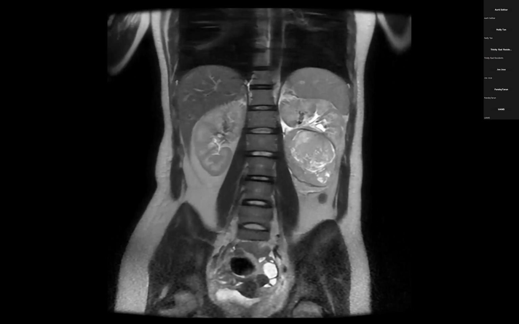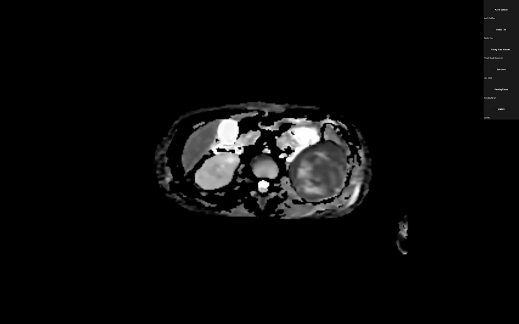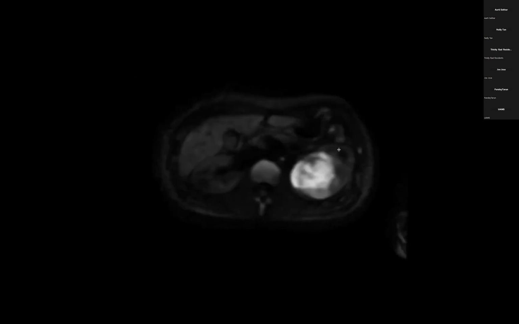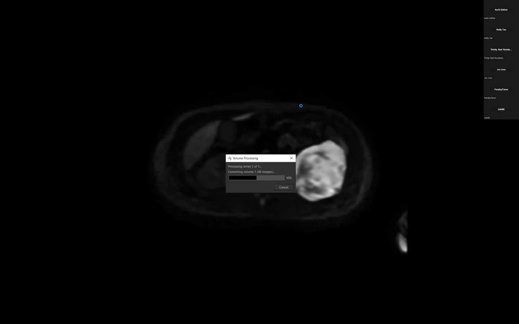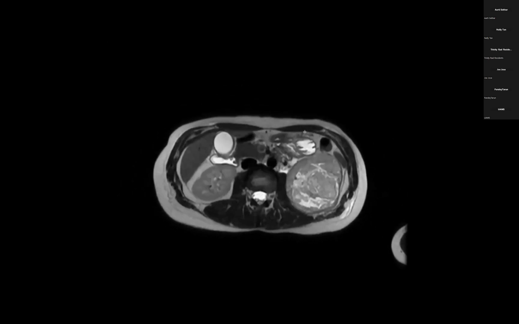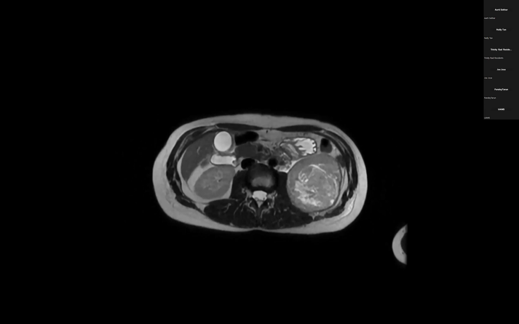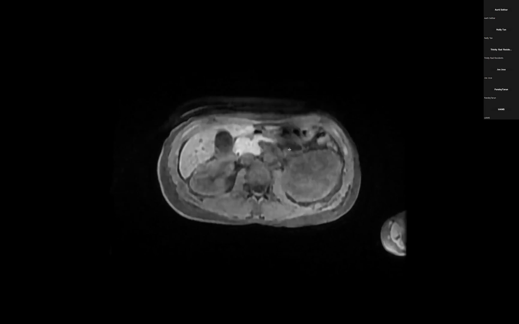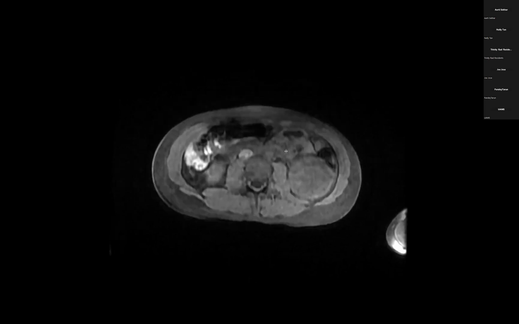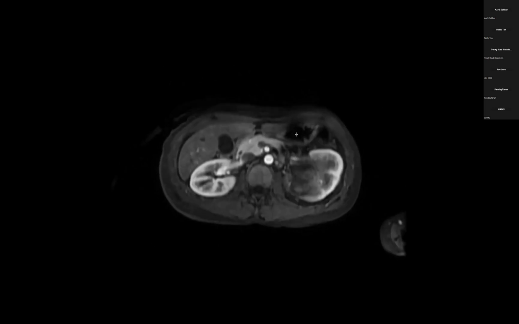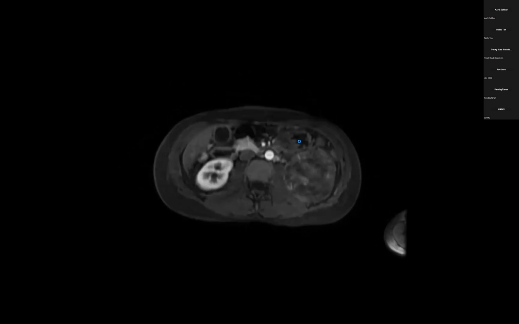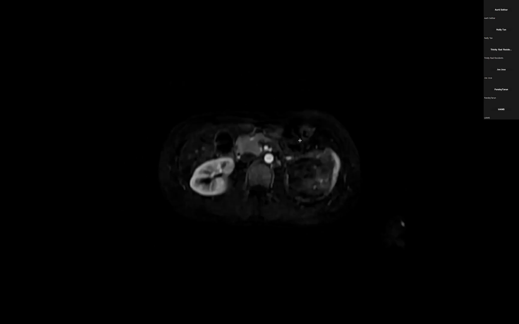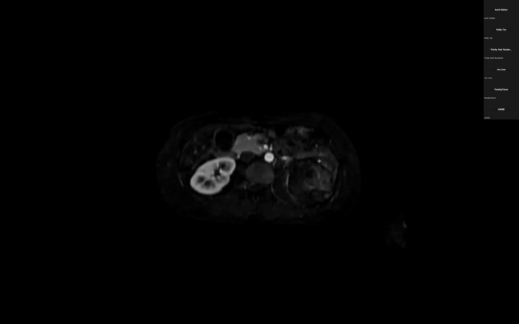So where is my in and post phase? Okay, well, in the meantime, I'll give you diffusion. So lots of DWI restriction. Yep, yep. The T2 is heterogeneously T2 hyper. And then here is your pre, maybe a little bit of hemorrhage within the tumor. Here's your arterial, and the subtractions here. There is low level enhancement right there.